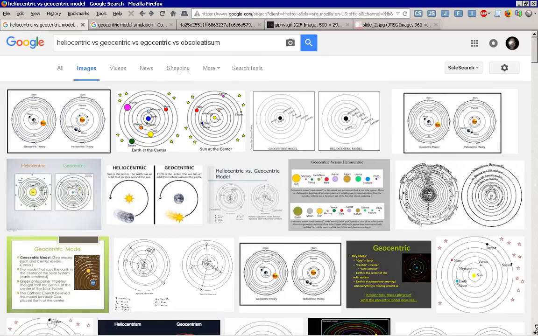The heliocentric versus geocentric versus egocentric versus obsoletism. And I probably spelled that wrong because I think I just invented a word. We all know about the heliocentric model. That's one where the sun is the center of our solar system and we orbit it along with a lot of other planets. The word planet means wandering star.